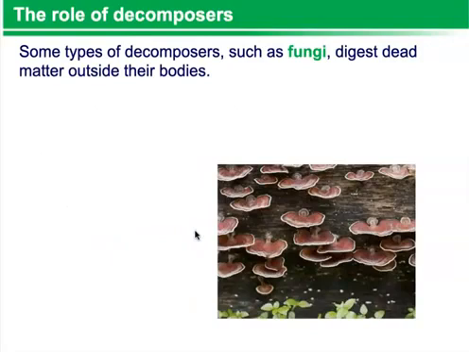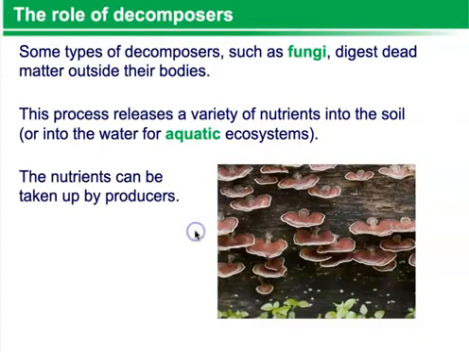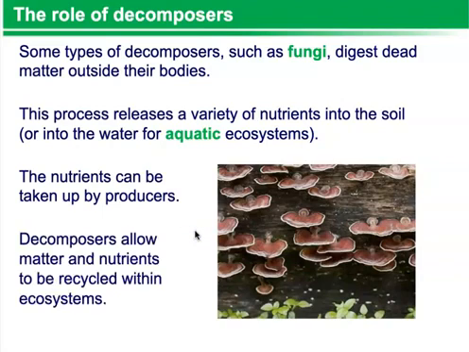The role of decomposers. Some types of decomposers, such as fungi, digest dead matter outside their bodies. This process releases a variety of nutrients into the soil or into the water for aquatic ecosystems. The nutrients can be taken up by producers then. Decomposers allow matter and nutrients to be recycled within an ecosystem. This is extremely important as nutrients can then be resupplied to producers as they go through the process of photosynthesis and making glucose.